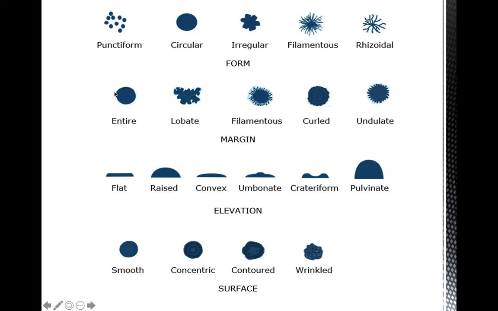Is it entire for circular colonies? Is it lobate for colonies that have a very weird or amoeboid shape? Is it filamentous, the margin? Is it curled or undulating?